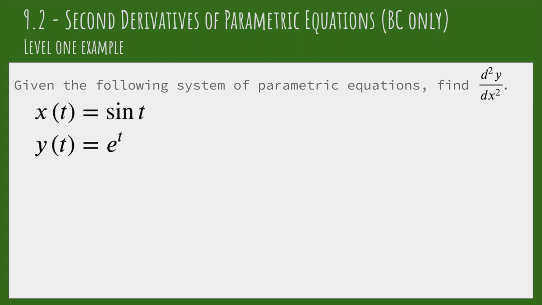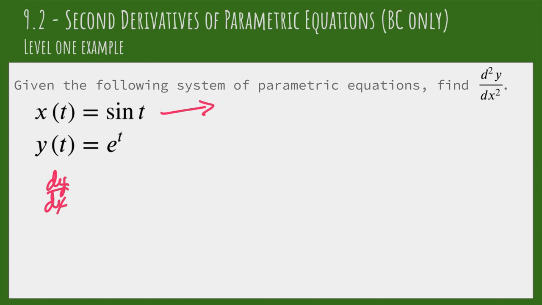So in this example, we have a parametrically defined system of equations that's going to give us a curve in the xy coordinate plane, and we want to find the second derivative. So if we want a second derivative, we're always going to start with a first derivative. So to find the first derivative, dy dx, we're going to take dy dt divided by dx dt.